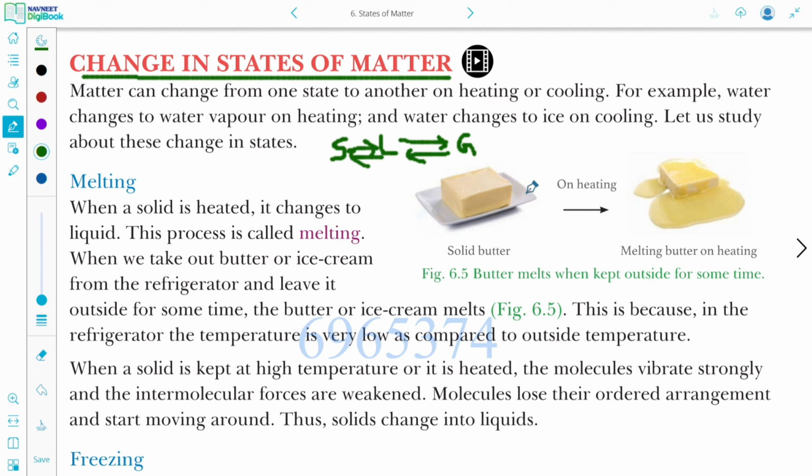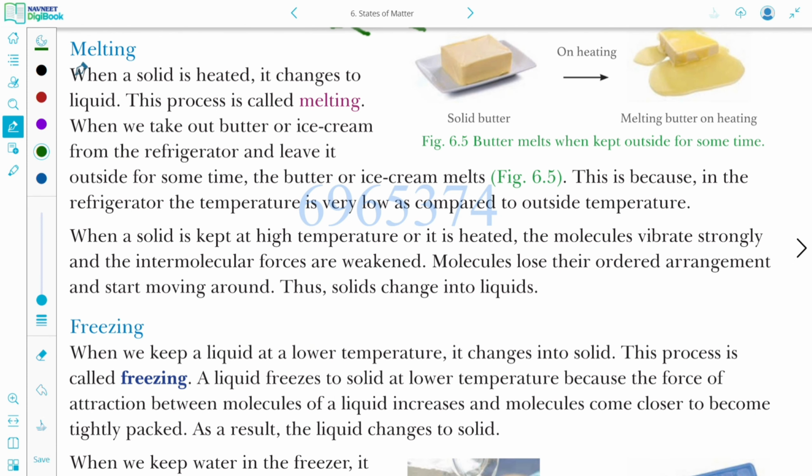Okay, so matter can change its state by heating and cooling. For example, water changes into water vapor on heating. Water changes into ice on cooling. Let us study about these. Here we are going to study about melting.